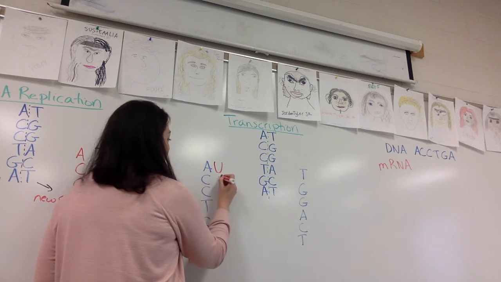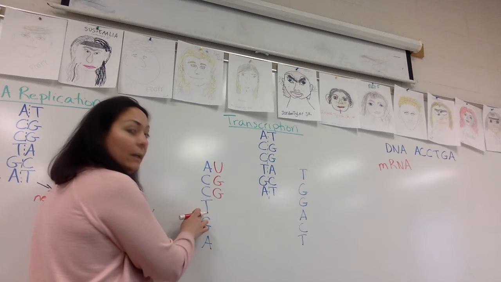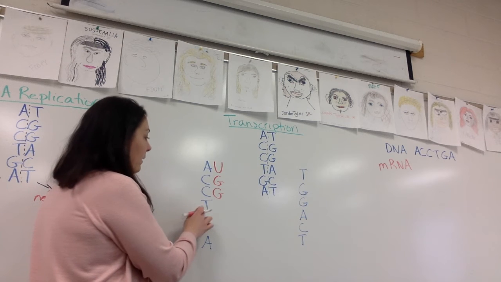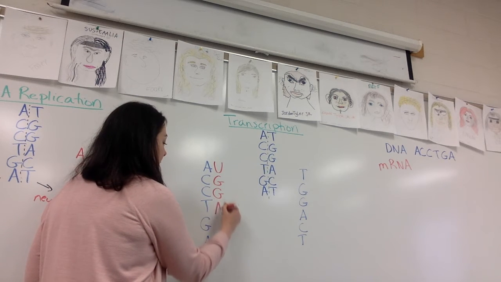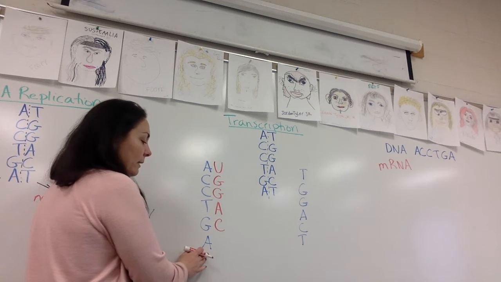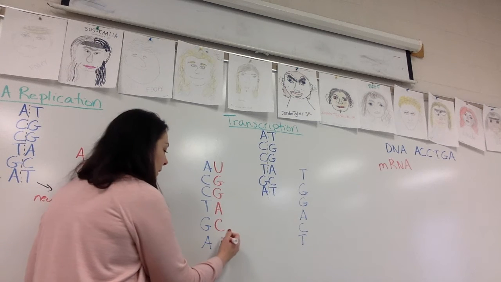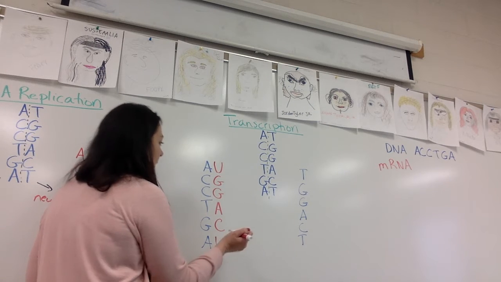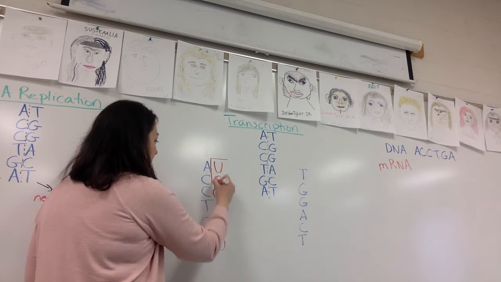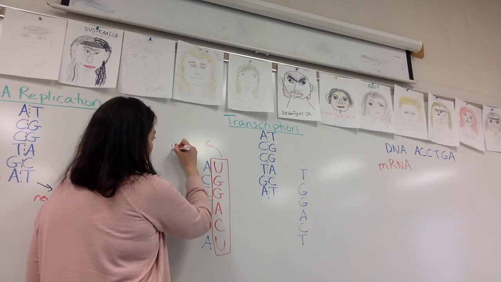C's and G's are the same. C's go with G's. T's, even though they're not going to be in our RNA strand, still match with A's because mRNA does have A's. C's with G's. And here's an example again where A is going to go with U, not T. So you have the U here. This then becomes our mRNA strand.